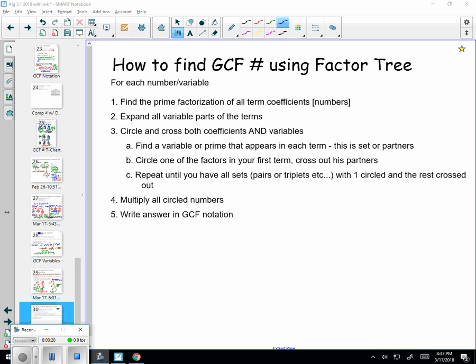3. Circle and cross both coefficients and your variables. Step 4. Multiply all circled numbers. Step 5. Write answer in GCF notation. Let's look at an example. Let's find the prime factorizations of these two terms in order to find the GCF quickly.